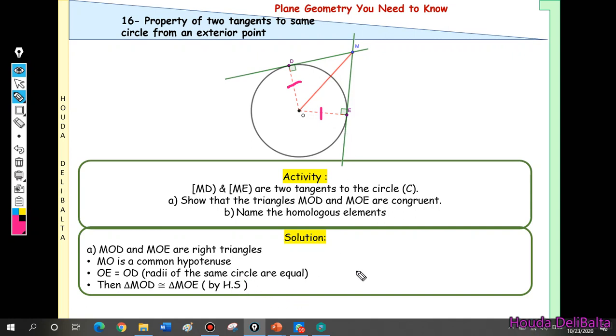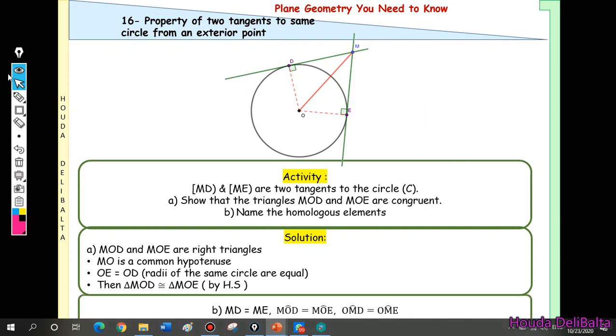So we used here the idea that H means hypotenuse and S means a side from this triangle is equal to a side from this triangle. Now, to name the homologous elements, all we have to do is to mention them.